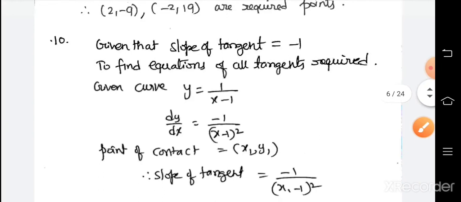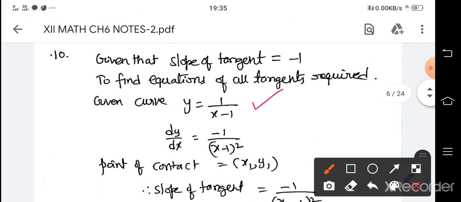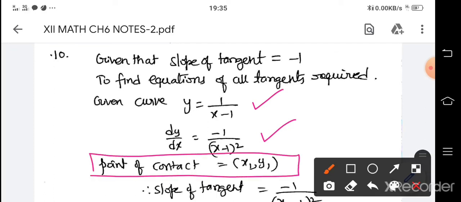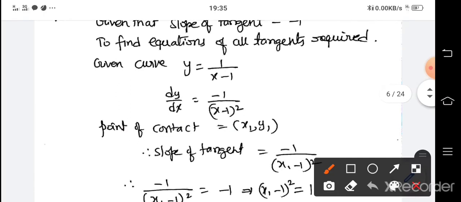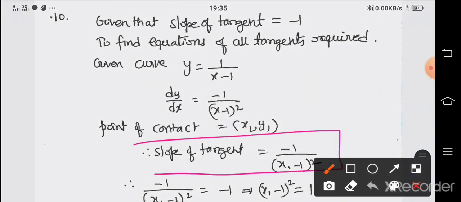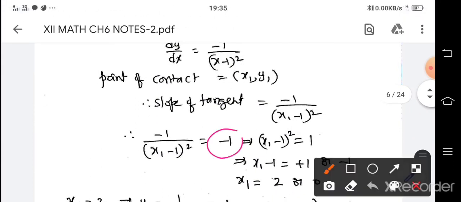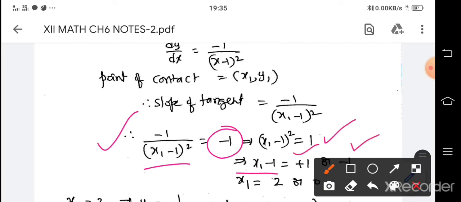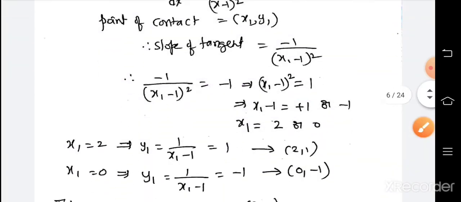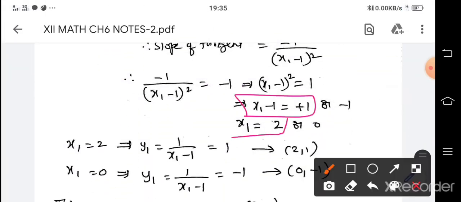So I just found, y is equal to 1 by x minus 1, the derivative is dy by dx is equal to minus 1 by (x minus 1) whole square. Let us take the point of contact as x1, y1. What will be the slope of the tangent? It is minus 1 by (x1 minus 1) whole square. Equate this to the given slope, minus 1. So minus 1 by (x1 minus 1) whole square is minus 1. So (x1 minus 1) whole square is plus 1. So x1 minus 1 will be either plus 1 or minus 1. Using x1 minus 1 is equal to plus 1, I get x1 is 2.